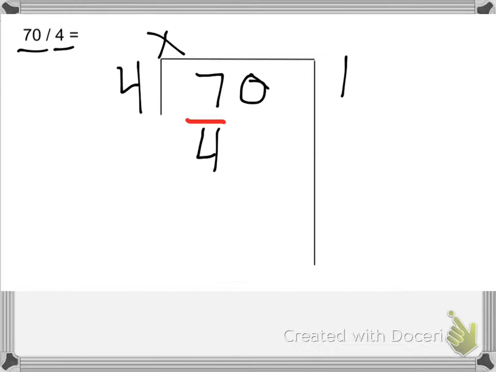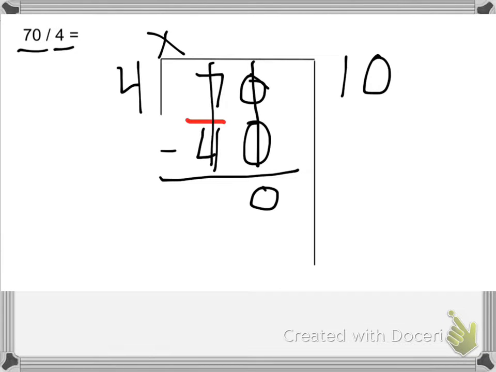So I'm going to drop down my 0 and then add a 0 to my 1 so I don't forget about it. Next step is to subtract 70 minus 40. 0 minus 0 equals 0. 7 minus 4 equals 3 to get 30.